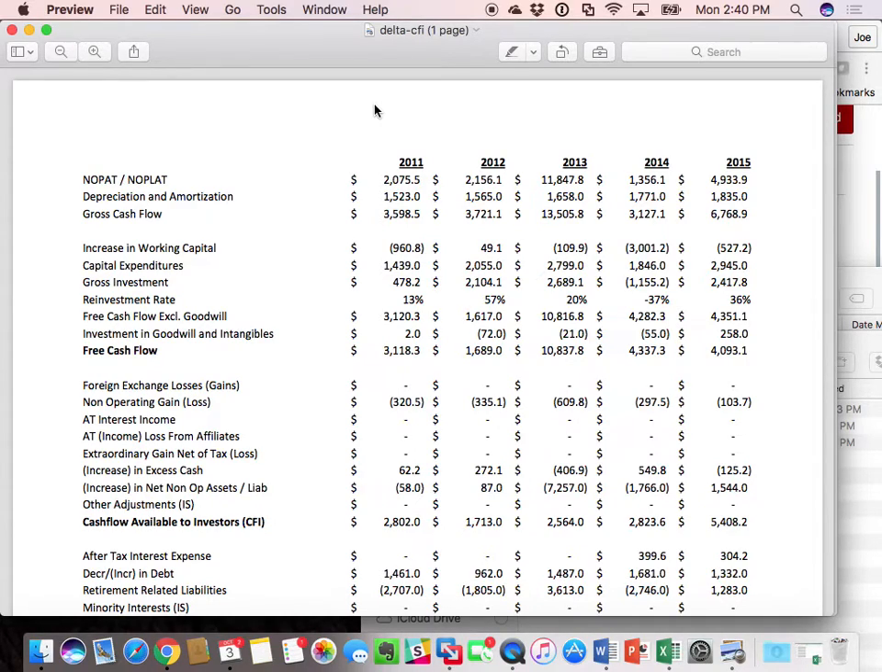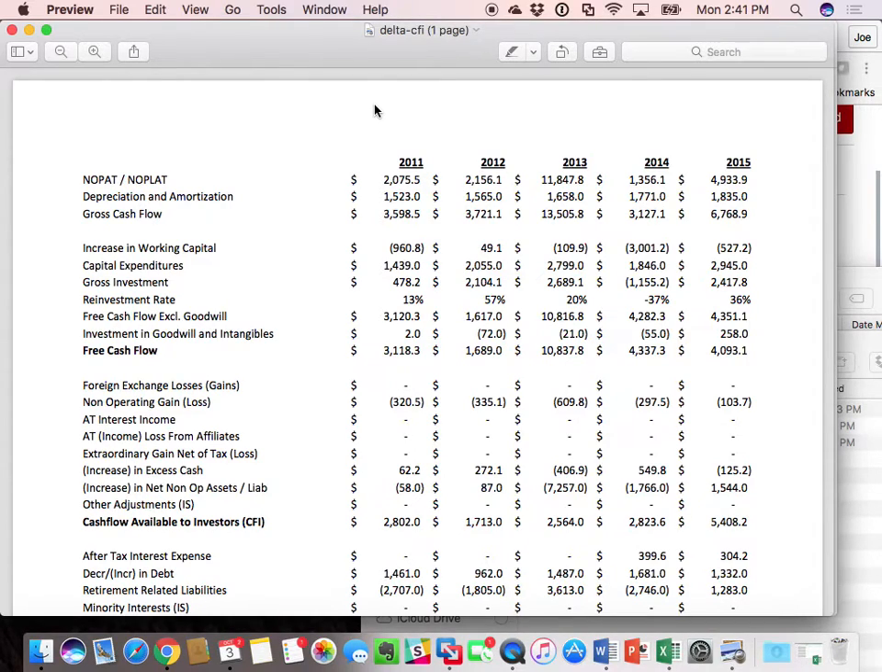So here's the next thing we notice, particularly capital expenditures. The gross investment went from essentially $500 million, $478.2 million in 2011, to almost $2.5 billion in 2015. And that was driven by capital expenditures, buying planes. Right? So obviously Delta's been buying more planes, which makes sense if you're getting more profitable. Heck, invest in more planes. Right? But what is Delta's reinvestment rate?